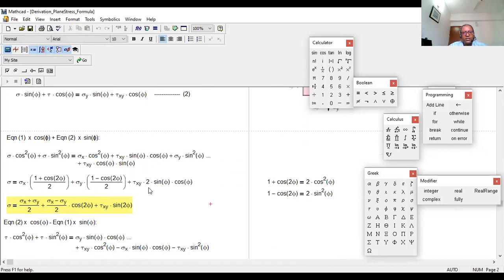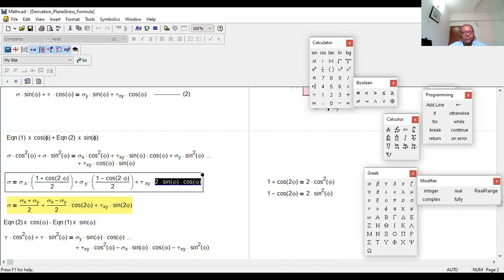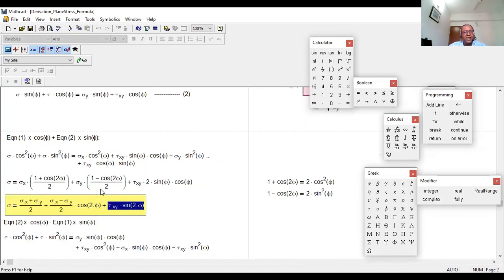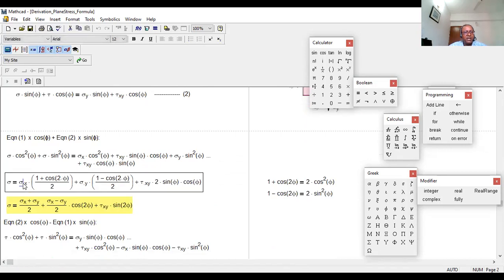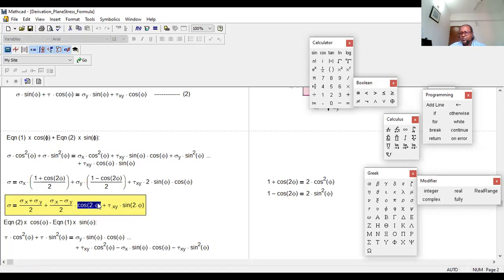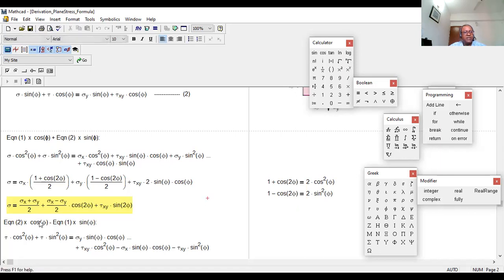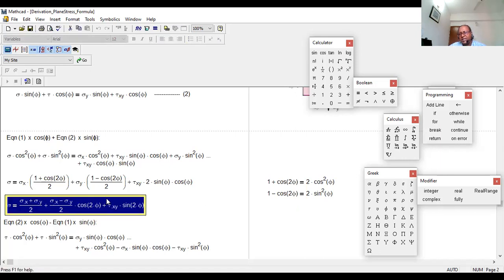Now this one equal to sine 2 phi. So tau xy sine 2 phi. And right over here, you just multiply with the half. Then you'll get sigma x plus sigma y divided by 2, and you'll get sigma x minus sigma y divided by 2, we keep the bracket, cos 2 phi common. Then you'll get this equation.